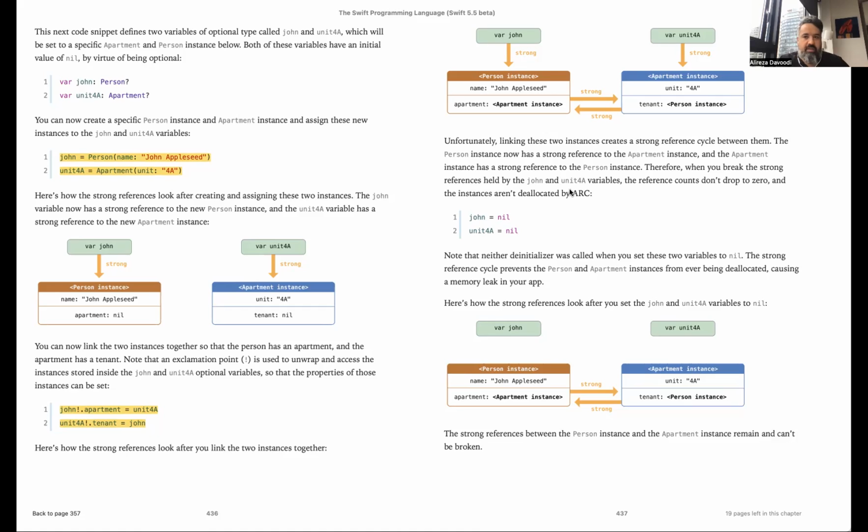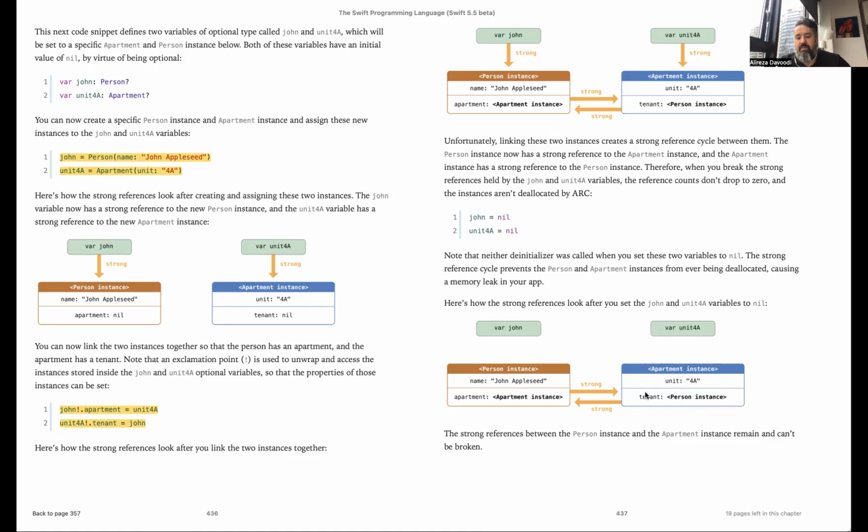If you see this code, and you are not familiar with this concept of memory management, it seems good. It's normal. You just assign some values to some properties. Then at some point in your program, maybe when you are done with john and unit4A, you want to assign them to nil, with the hope that this is all fine. So you write john equal to nil, which means you break this strong reference from john to this instance. And unit4A is also equal to nil, so you break this strong reference from unit4A to the Apartment instance.